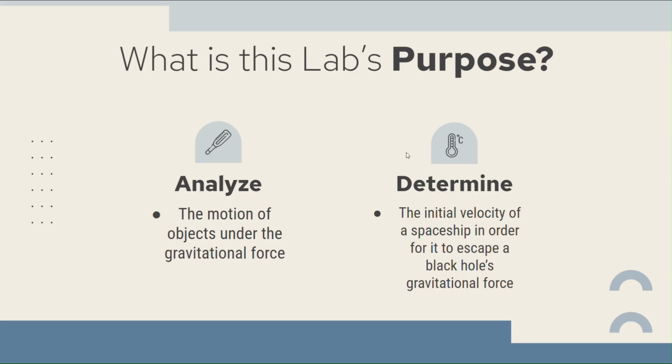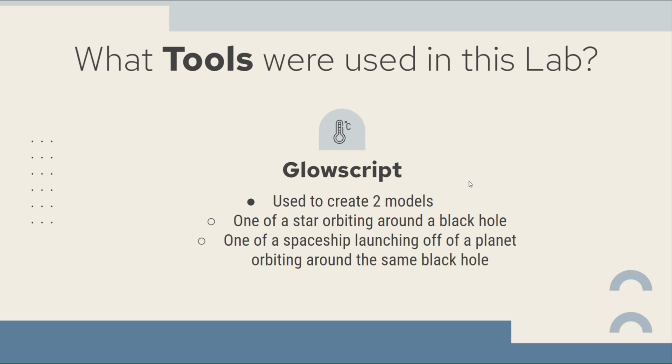Alright, so first we have our introduction. The purpose of this lab is to analyze the motion of an object undergoing gravitational force, and then use that to find the initial velocity of a spaceship in order for it to escape a black hole's gravitational force. The tools we use are GlowScript, which we use to create two models, one of a star orbiting a black hole and one of a spaceship launching off a planet orbiting around the same black hole.